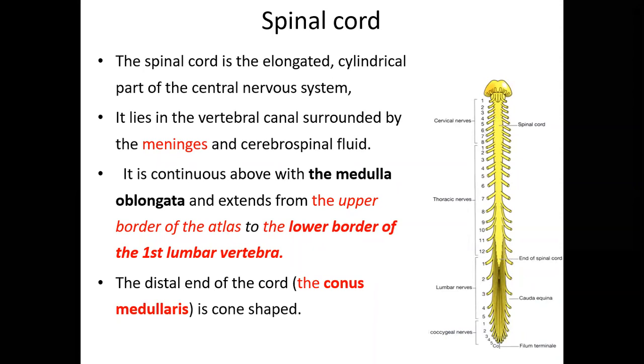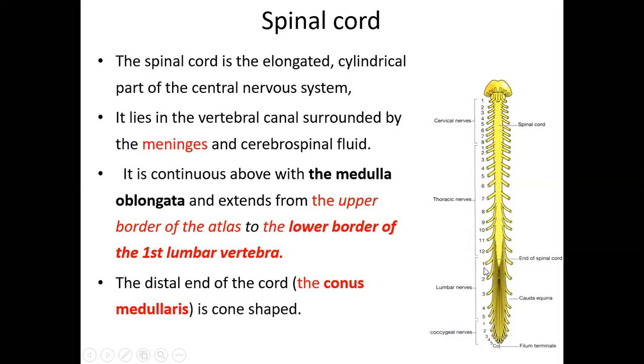It is attached above to the medulla oblongata and extends from the upper part of the atlas. The atlas is the first vertebra in the neck. It goes all the way down to the lower body of the first lumbar vertebra. Here will be the first lumbar vertebra. This is the first cervical vertebra here. These are cervical nerves, and here the cervical vertebrae will be.